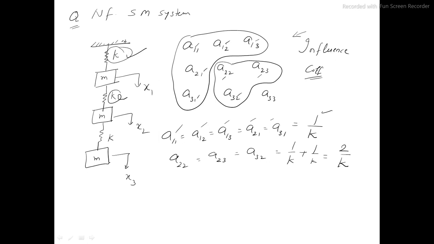Now we are left with only one influence coefficient, a33. So it would be 1 by k plus 1 by k plus 1 by k, meaning it is 3 by k. So we have calculated all the influence coefficients, and now we will start our Stodola method from step 1. As it is an iterative process, we will write first trial. It's just a trial. Maybe we can find the answer in the first trial, or we have to do some other trials.